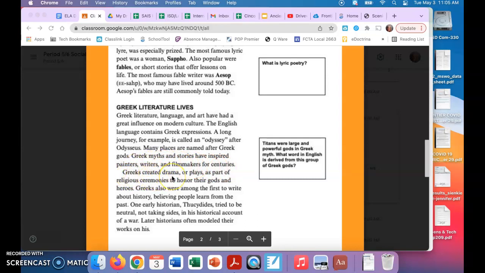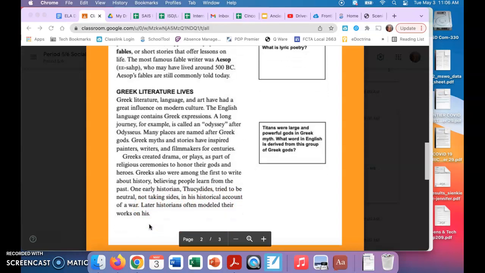Greeks created drama or plays as part of religious ceremonies to honor their gods and heroes. Greeks also were among the first to write about history, believing people learn from the past. Only one early historian, Thucydides, tried to be neutral, not taking sides, in his historical account of war. Later, historians often modeled their work on his.